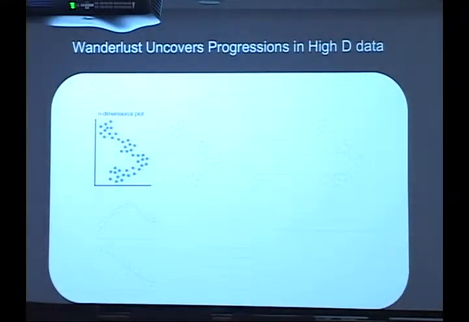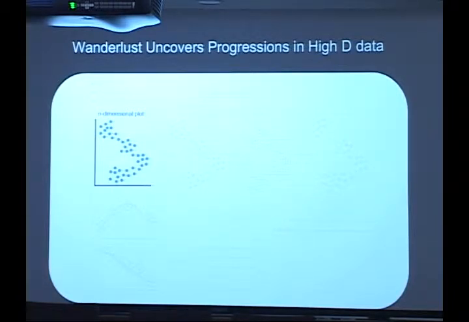So we were working with Dana Pe'er's lab at Columbia with a grad student named Elad Amir, who was working on trying to develop tools to better determine trajectories in nonlinear data. And so what we came up with was an algorithm that's called Wonderlust.